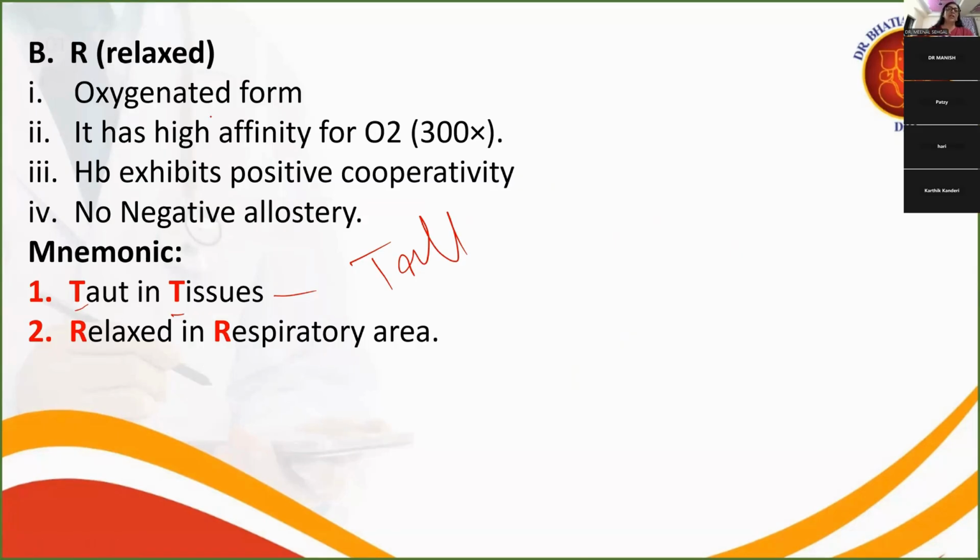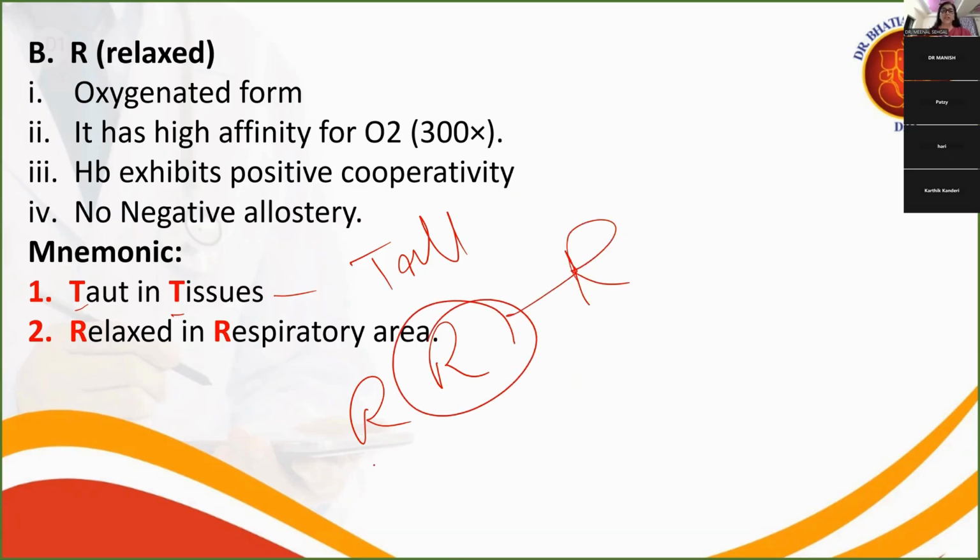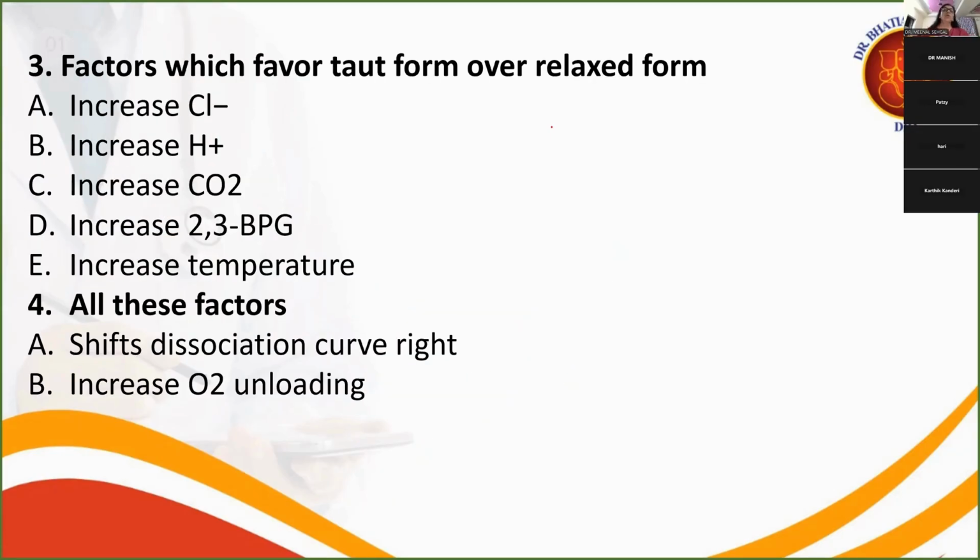Then we also learned the relaxed form, R for rich, the R rich form of hemoglobin, that is rich in oxygen, the respiratory area. So rich, relaxed, R. Why is it so? Because it has no negative allosteric effect. It exhibits positive cooperativity, and this positive cooperativity makes it relaxed in the isometric structure. It becomes relaxed, so it can bind more oxygen.